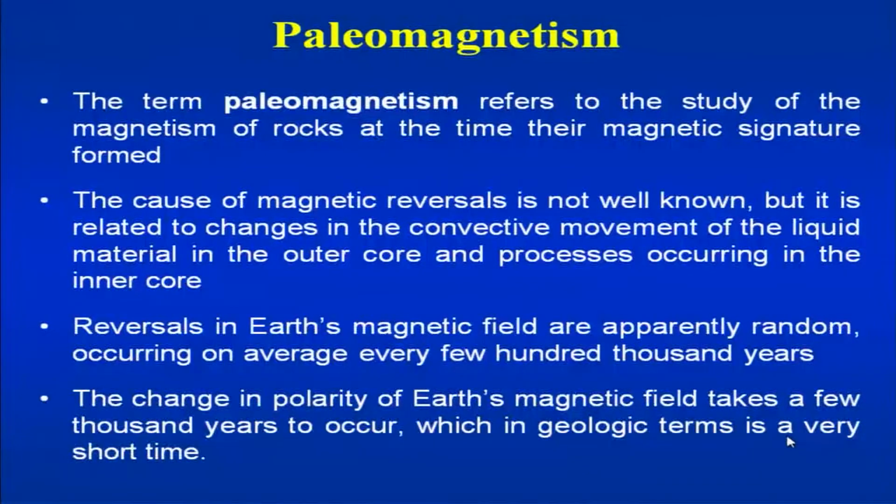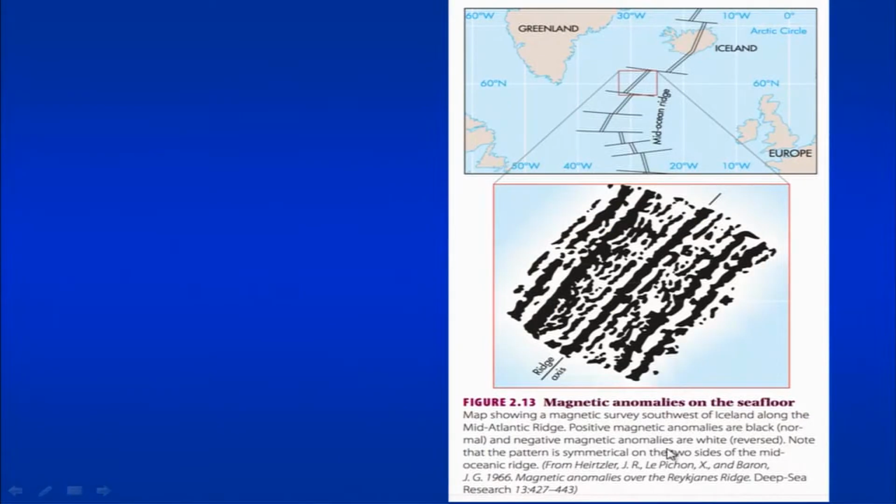So, this has been shown here in the mid-oceanic ridges, where you have different polarity, where the black one is the normal polarity, that is the north south that we see now, and the negative one where the north pole becomes the south and the south pole is taken up by the north.